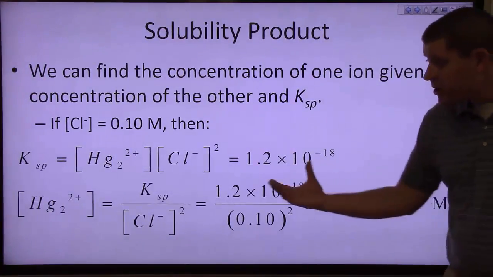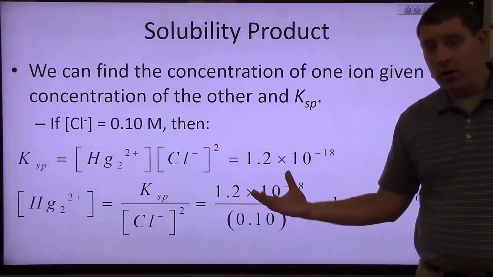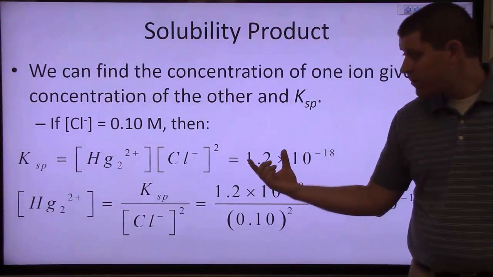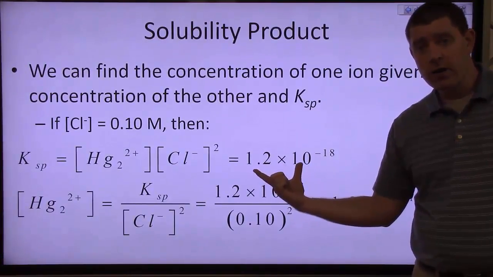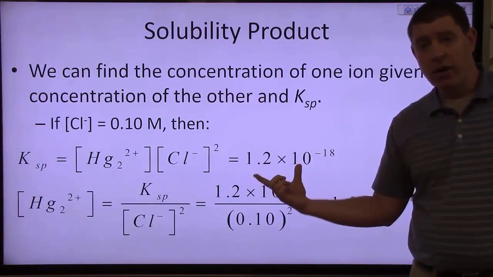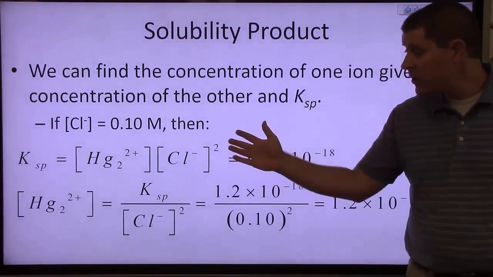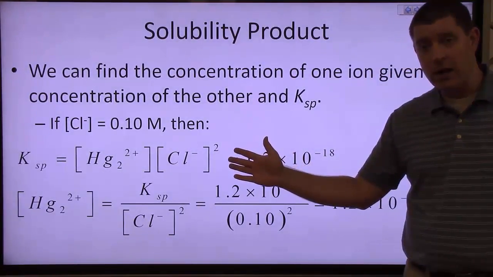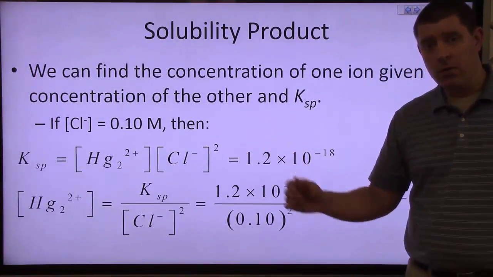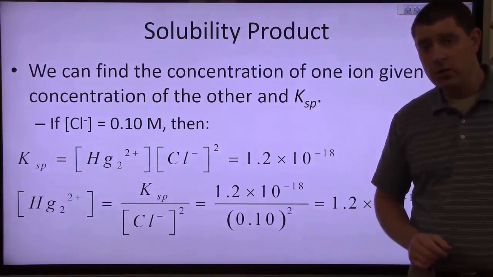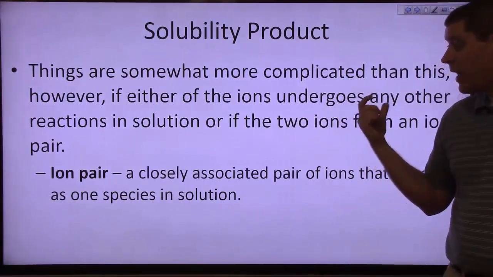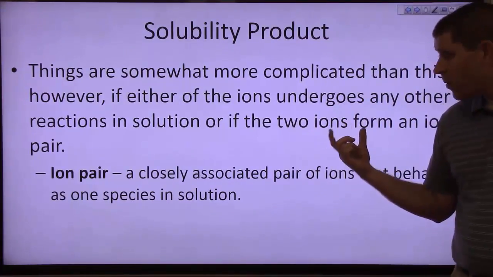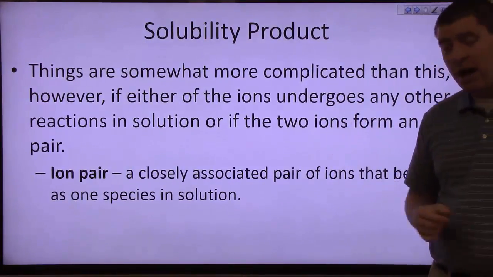So our concentration of mercury is so very low because we have a very, very small Ksp. That is, mercury(I) chloride is not very soluble in water. So if we have any substantial concentration of chloride ions, we're not going to have very much mercury(I) ion in solution. Now, things are somewhat more complicated than this if either of the ions undergoes any other reactions in solution, or if the two ions form an ion pair.